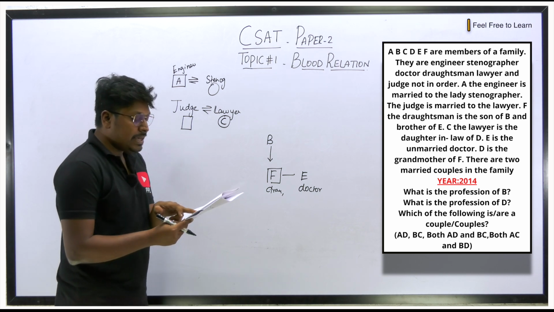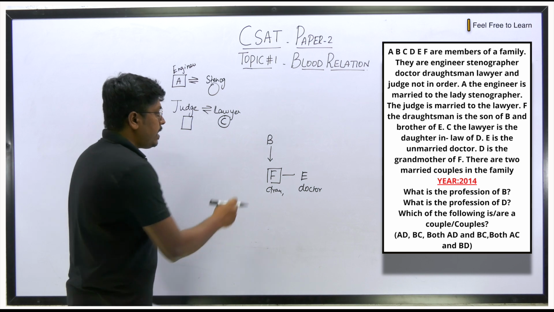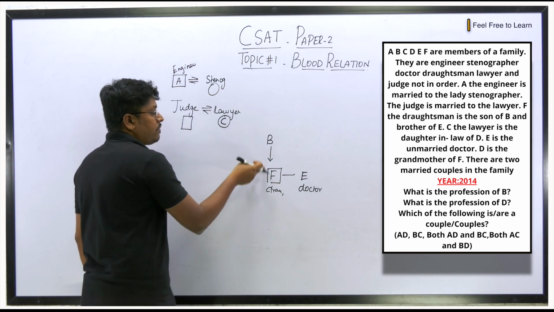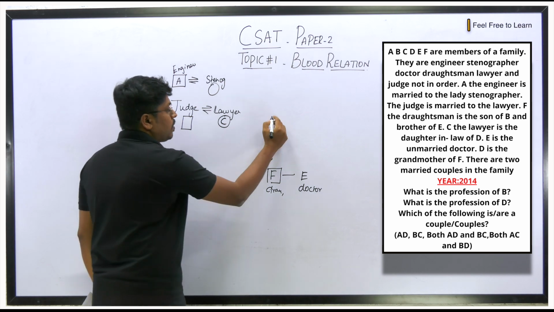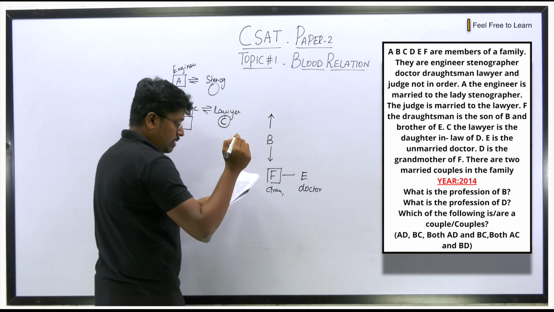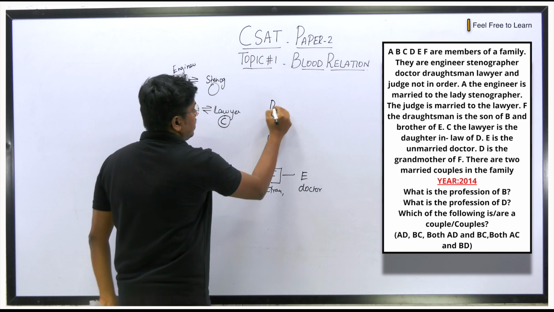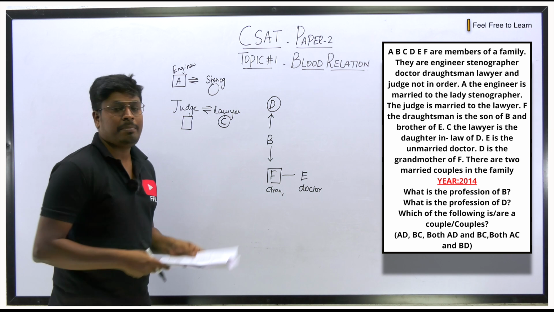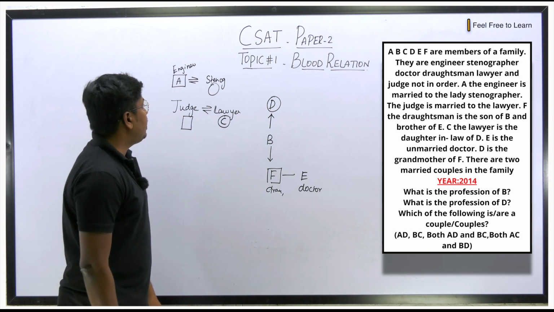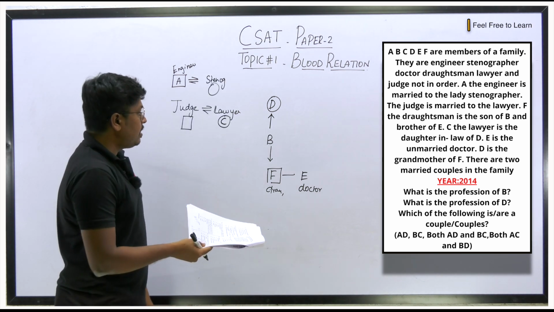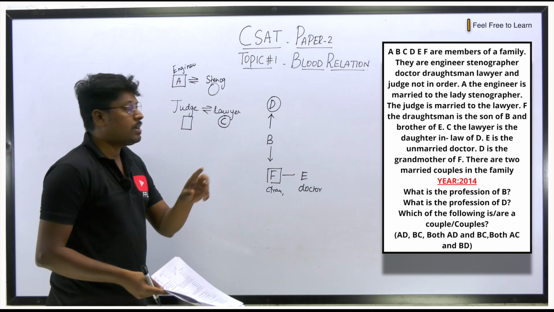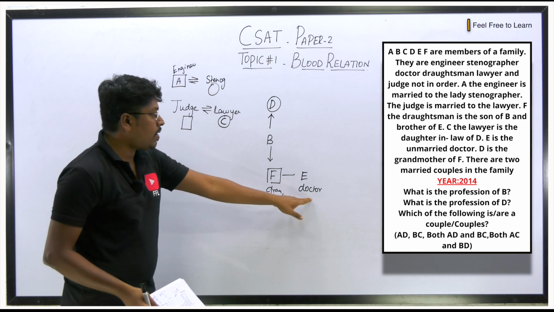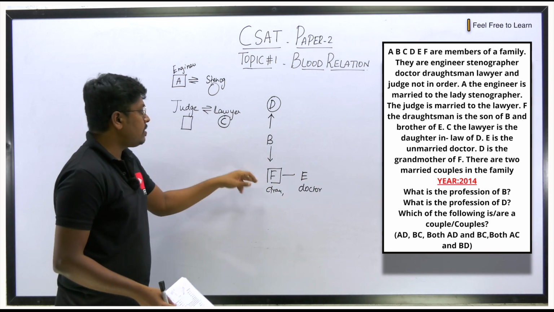Yes. Next point, D is a grandmother of F. So F's grandmother is D. We already know that B will be mother or father, but F's grandmother is what? So F's grandmother is D, right? So if D is a grandmother, then D should be a female person. There are 2 married couples in the family. And we already know that judge and lawyer is 1 married couple, and engineer and stenographer is another married couple. So definitely doctor is unmarried, and F will also be unmarried. Why?